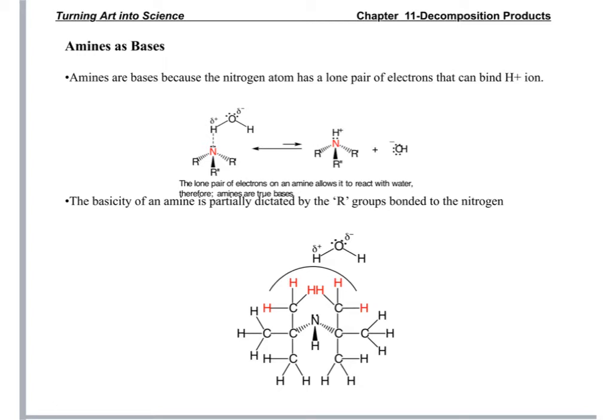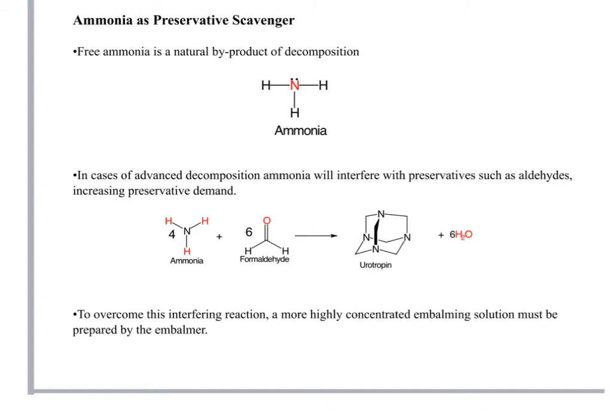So amines are going to be bases. Remember, we talked about bases and acids. The basicity of an amine is partially dictated by the R group bonded to that nitrogen. Free ammonia is one of the products you have when something goes through a decomposition reaction. In advanced decomposition, ammonia will interfere with preservatives such as aldehydes, increasing preservative demand. To overcome this, we have to interfere with that reaction. So you have to use a more highly concentrated embalming solution, and you're going to have to prepare that as the embalmer.